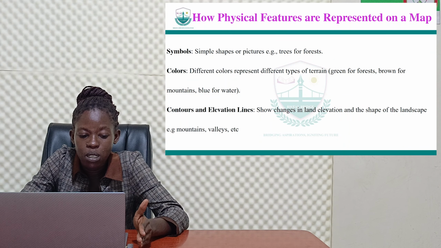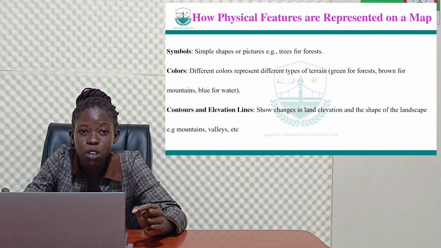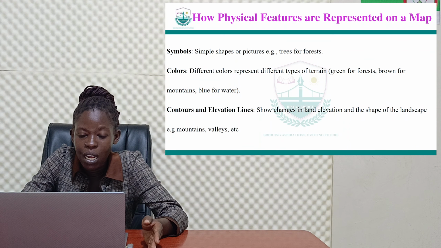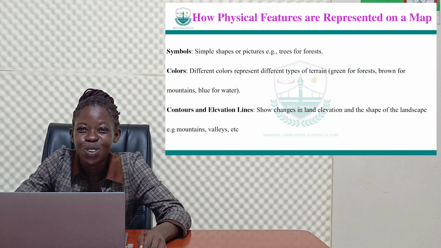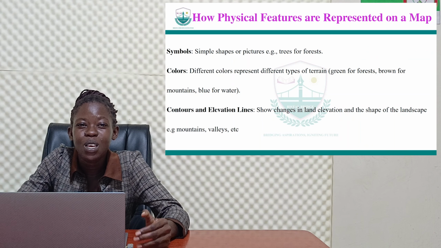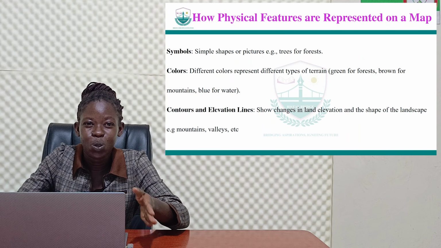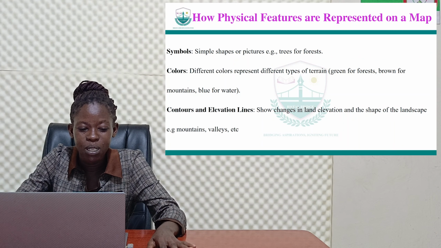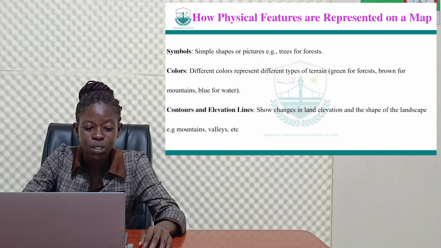So we can represent the shape of a land in the form of contours or elevation lines on the map. There's no need for you to draw. There is no need for you to think of tactics or plans for how you can draw the shape of a land on the map. You simply need to represent it using contour lines or elevation lines.